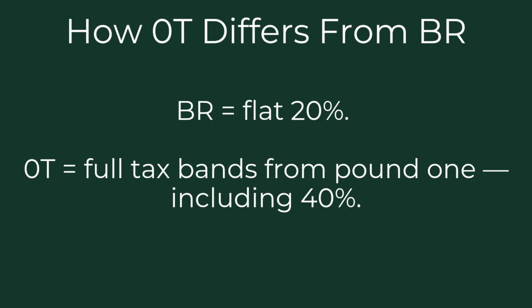Both 0T and BR result in tax from pound 1 with no personal allowance. But 0T applies the full range of income tax bands, meaning if your earnings push into the higher rate band, you pay 40% on that portion, not just 20%. This makes 0T potentially more impactful than BR for higher earners.